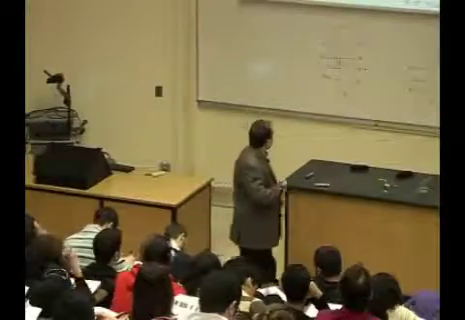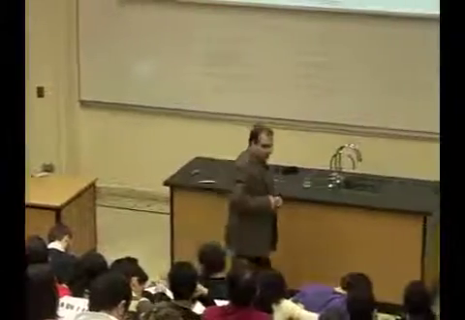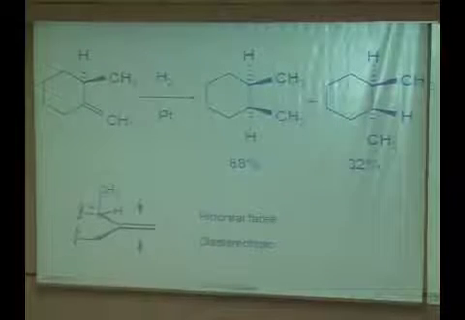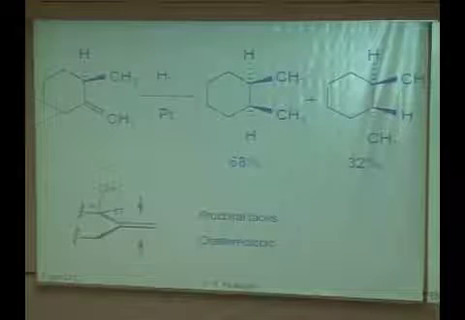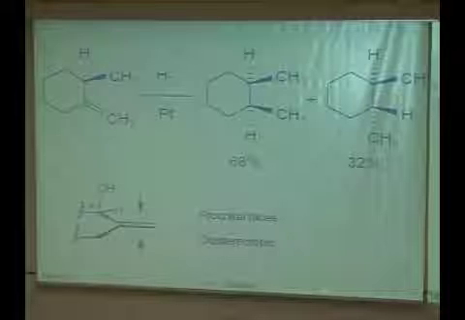When you are looking at this C double bond C, you have the two faces to be prochiral. They are, in fact, diastereotopic faces. Why do we call them diastereotopic faces? Because one of them is getting me one diastereomer, and the second one, the second diastereomer.